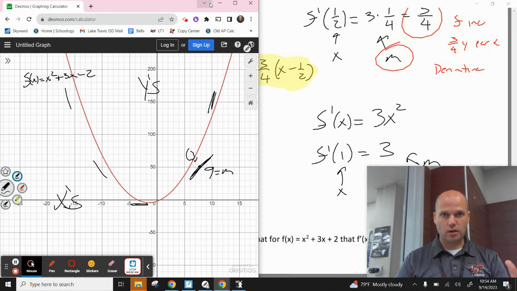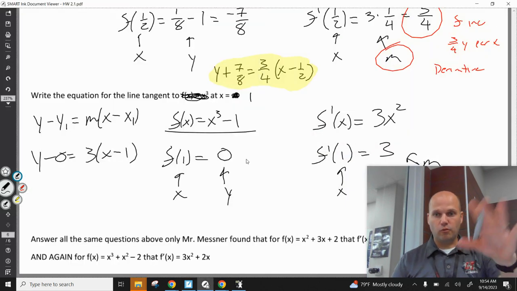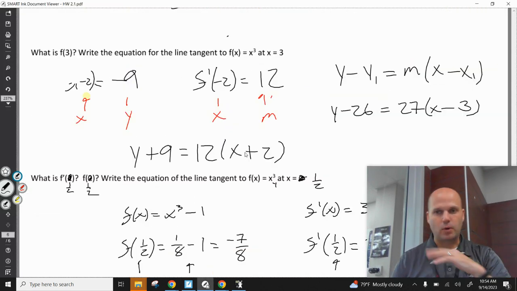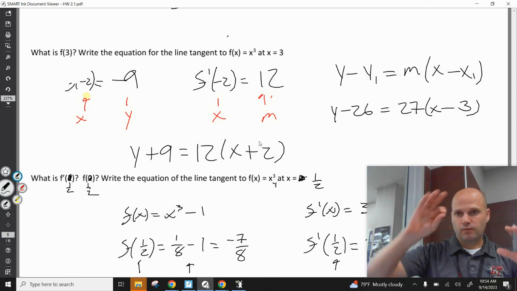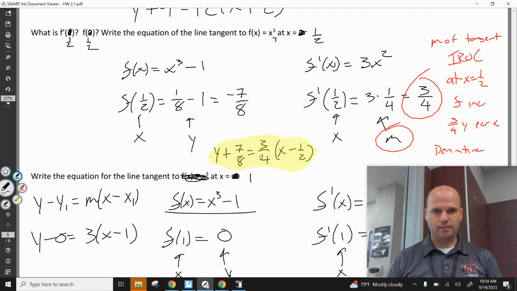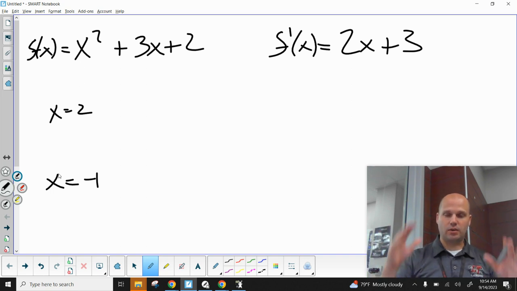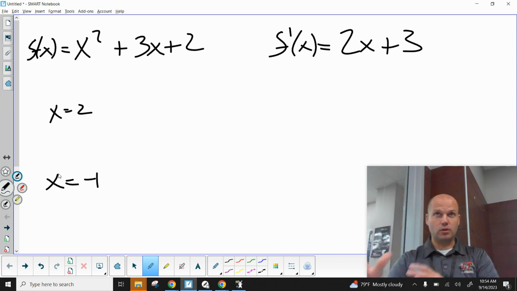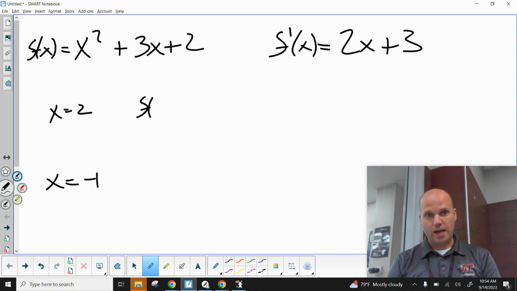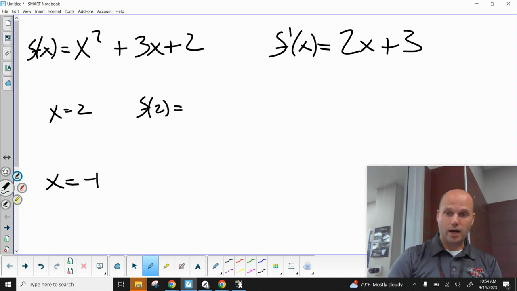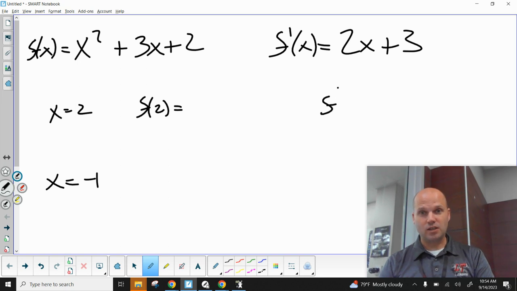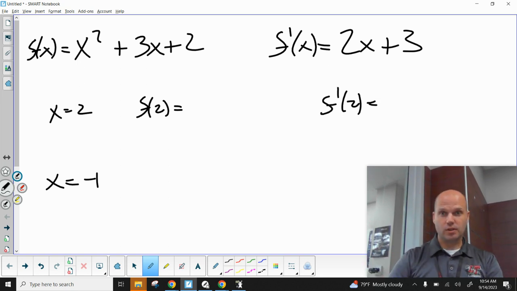Okay, so this is gone. I'm really doing this on an extra sheet of paper or just finding space to put this on the side. I'm going to focus my attention at 2 and negative 1. I'd like us to do this for the last two problems. It's like, okay, new function, new tangent slopes. Plug in x's into f's, you get y's. Plug in x's into f prime, you get m's.